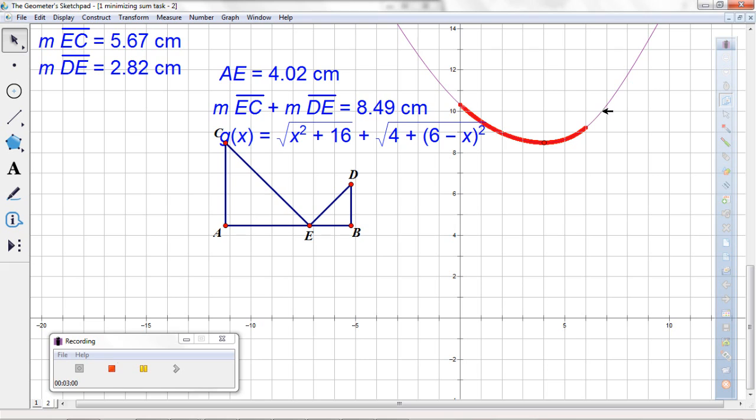And we can talk about this being the entire function, even though for the purpose of this task, the domain is only going from 0 to 6.